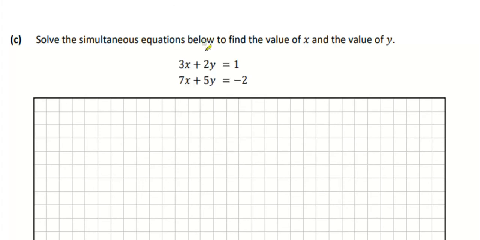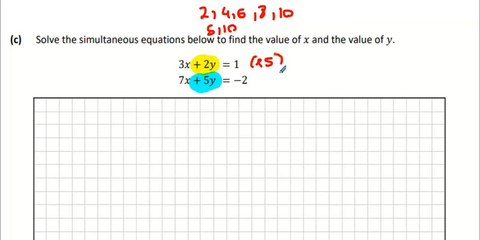What we're going to do here is pick a letter to get rid of. I've decided I'm going to choose the 2y and the 5y. 2 and 5 have a common multiple of 10, so I can change them both into tens. Multiply the top equation by 5. I'm going to multiply the bottom equation by minus 2. And hopefully you'll see why in a second.